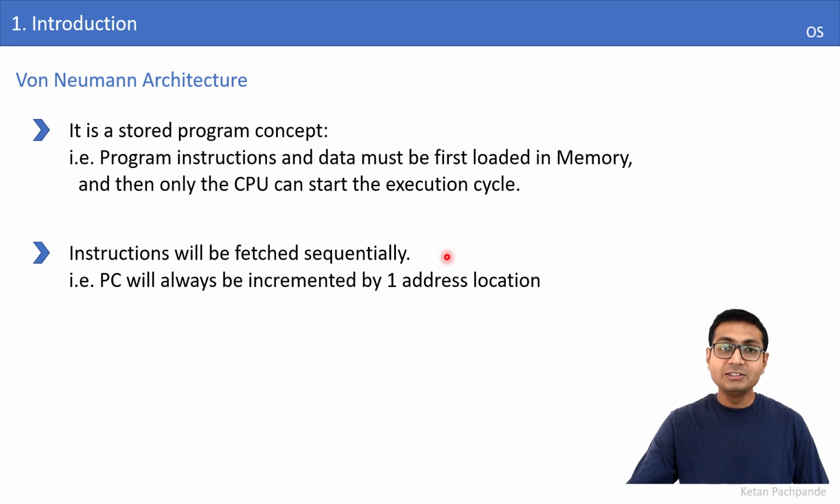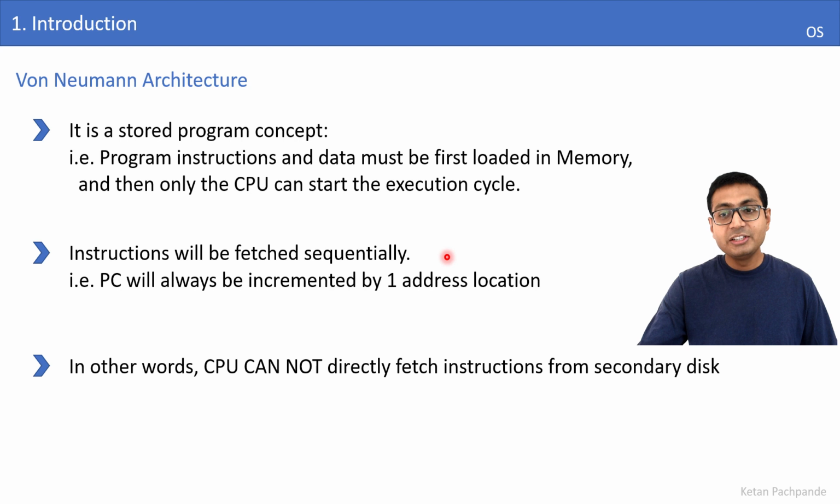So before CPU starts the execution, the OS needs to load all the instructions in a sequential manner in memory. So in other words, CPU cannot fetch the instruction directly from the secondary disk. Even if the same instruction is stored in secondary disk, CPU cannot understand the addresses of the secondary disk. So the sequence of execution is, first OS brings the program in memory, and one by one CPU brings the instruction in instruction register and executes them.